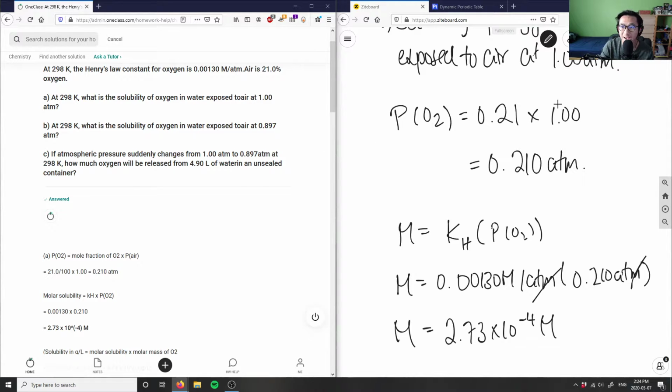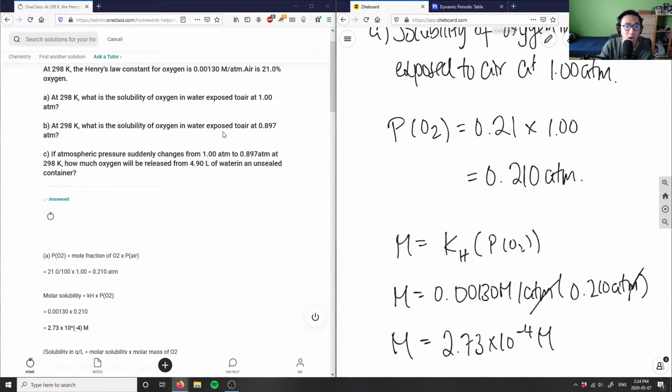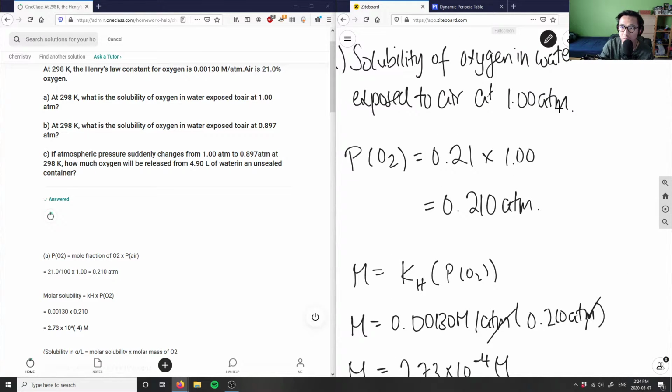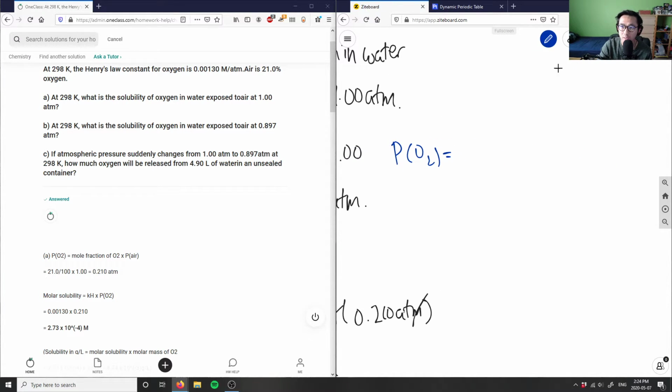So we could do the exact same thing for B, right? For B, it's just changing our pressure. So if I did B, maybe I'll do some blue. I can find the partial pressure of O2 again. It's going to be the exact same thing: 0.21, because it's the same percentage, but multiplying here by a different pressure, 0.897 in this case.